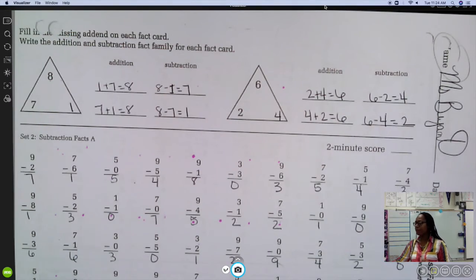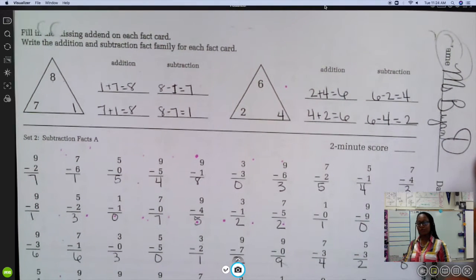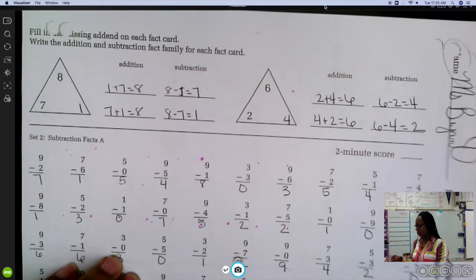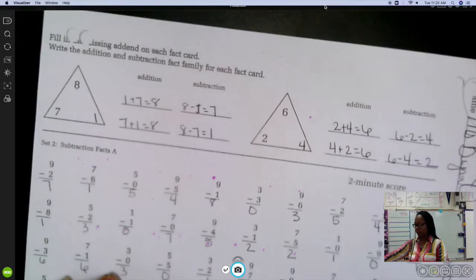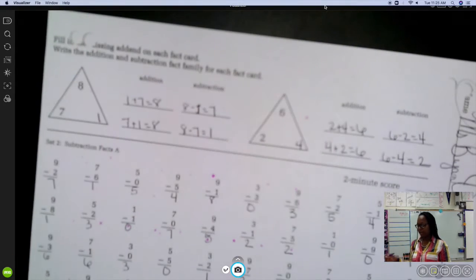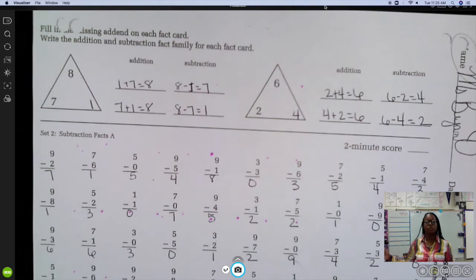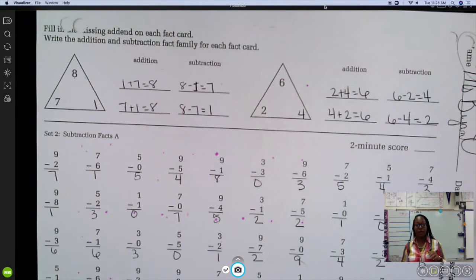Good morning, third grade. This morning we're going to be going over our facts 13A, which you will find in your Thursday folders. It's turned sideways, so my angle may look a little funny. I'll try to keep it moved as best as possible. The instructions say, fill in the missing add-in on each fact card. Write the subtraction and fact family for each fact card.